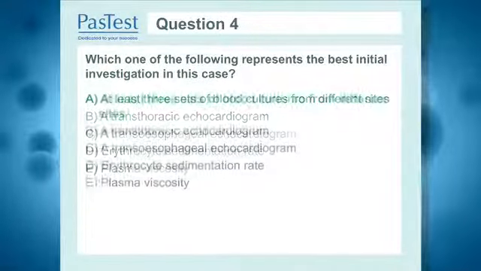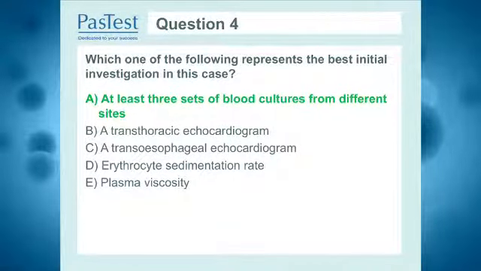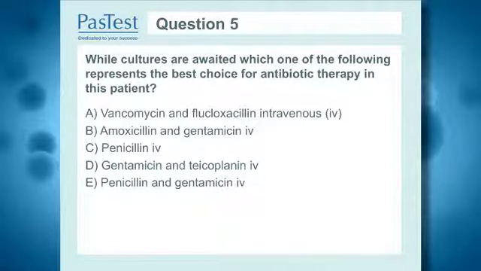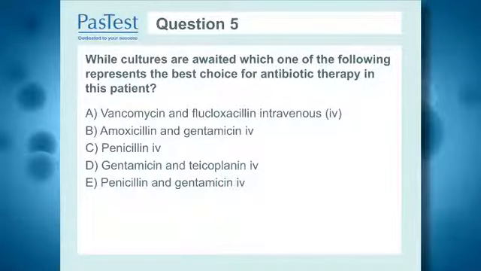If you went for A, at least 3 sets of blood cultures from different sites, you'd be correct. The second stem to this question is question 5. While cultures are awaited, which of the following represents the best choice for antibiotic therapy in this patient? I'll again give you a moment to consider the different stems for this question. If you went for option E, penicillin and IV gentamicin, you'd be correct.